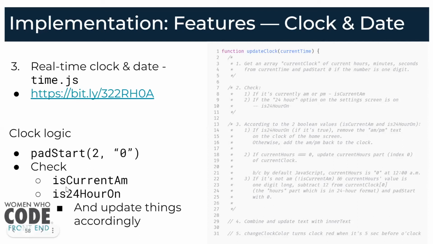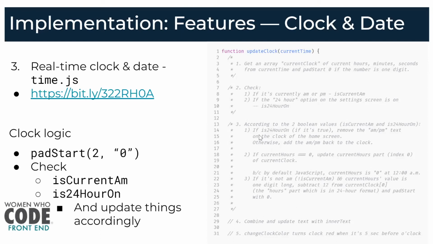And then I check whether it is currently AM or PM, and whether the 24-hour option is on from the settings screen, and update things accordingly. First I get an array, current clock, of current hours, minutes, and seconds from current time and pad start 0 if the number is 1 digit. And then I check if it is currently AM or PM and if the 24-hour option on the settings screen is on. And according to the two Boolean values here, I do the following.